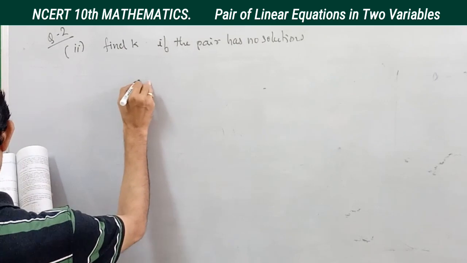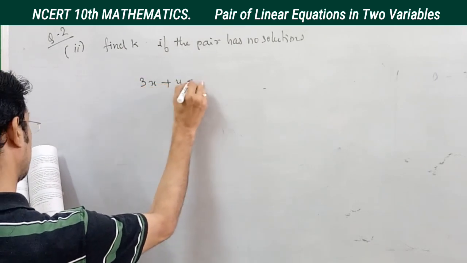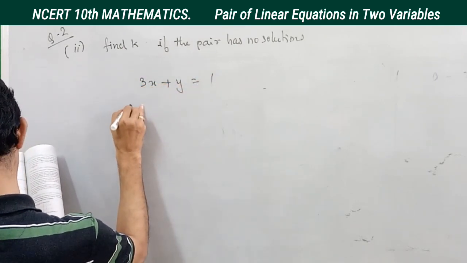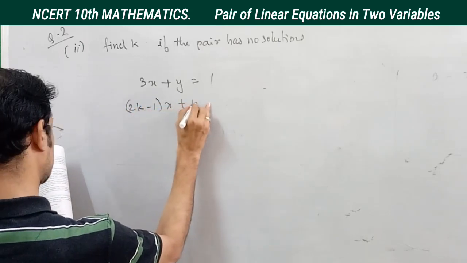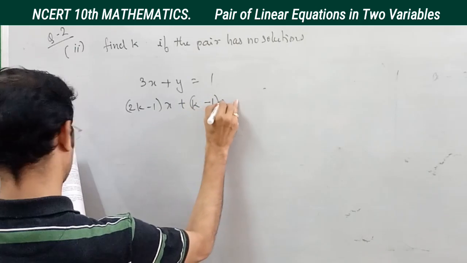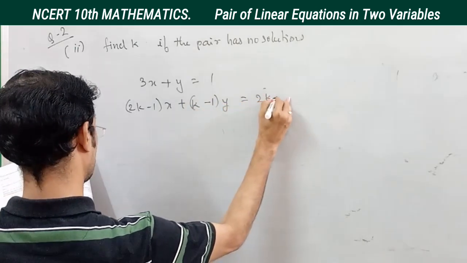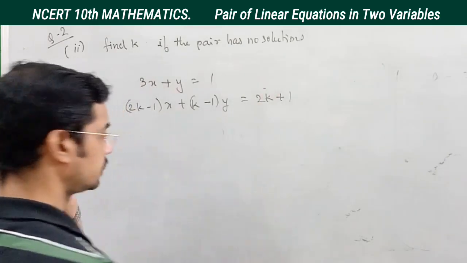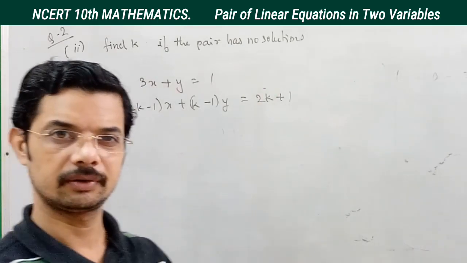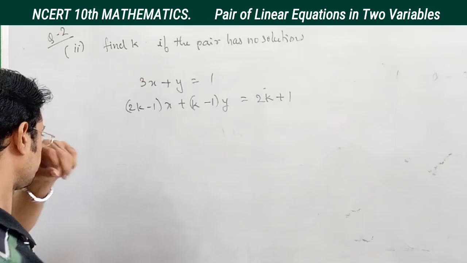So what is the question? Question here is 3x plus y equal to 1, and we have 2k minus 1 into x plus k minus 1 into y equal to 2k plus 1. Okay, if you take everything on this side, so c and c1 by c2 will be the same thing. Okay, so let us see.